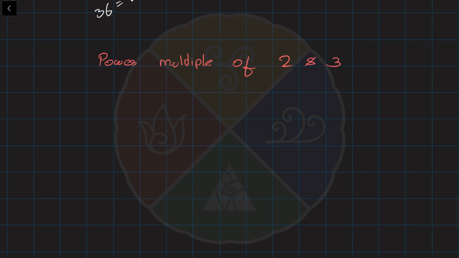A number which is a multiple of 2 and 3 basically means that this number is a multiple of the LCM of 2 and 3, the least common multiple. We are looking for a common multiple. Since 2 and 3 are both prime numbers, the LCM of 2 and 3 is 2 into 3, which is 6. So we are looking for those numbers whose powers are divisible by 6.